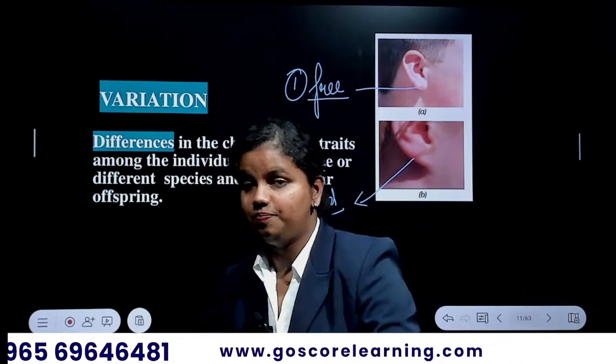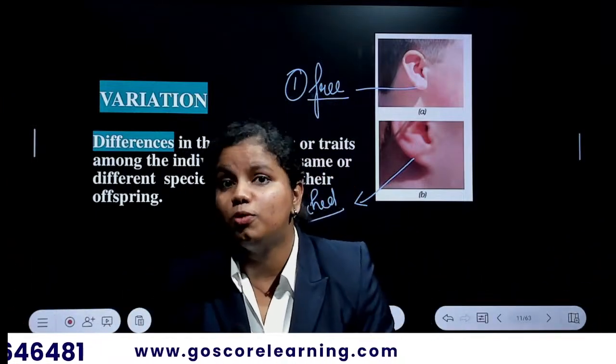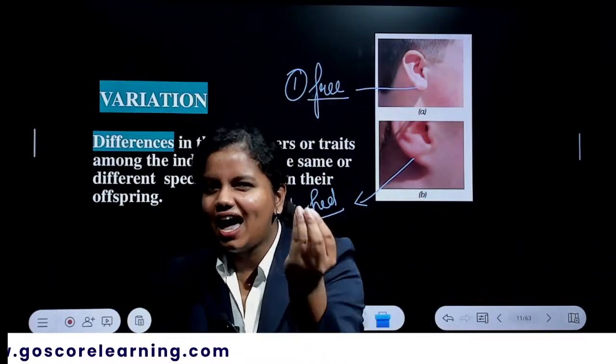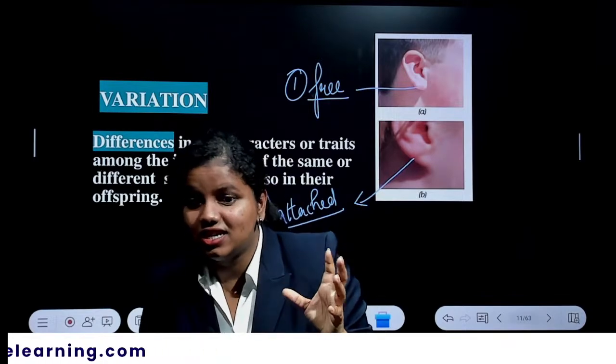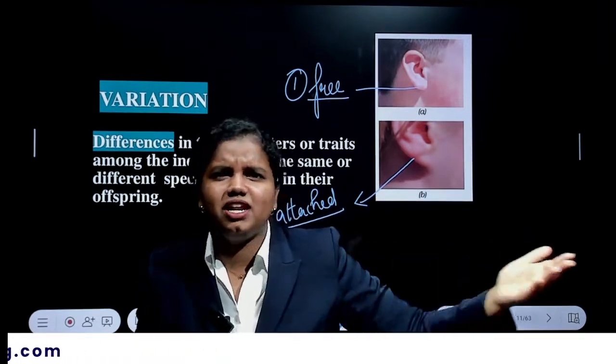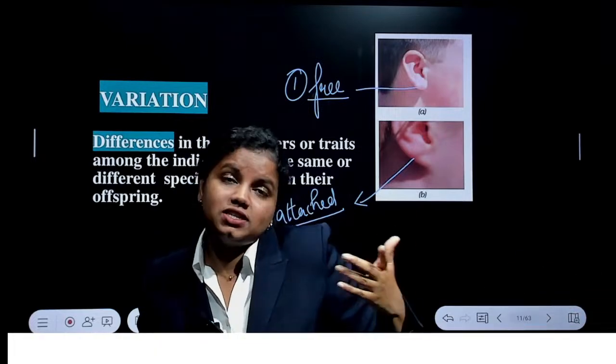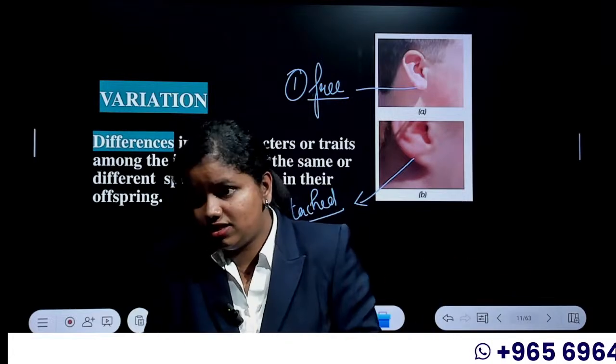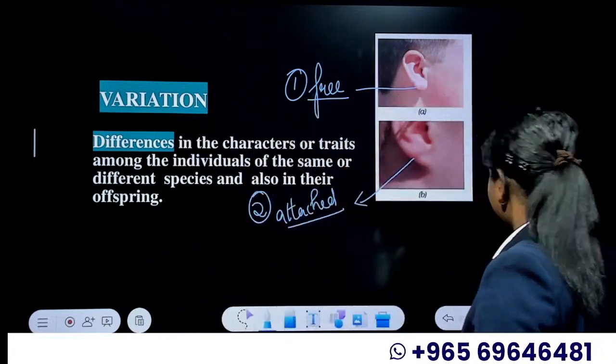It's a variation. Even though we humans are all Homo sapiens, we have these differences in us, which make me different from another person. My earlobe is completely different from another person's earlobe. It's a variation between us in the same species. So that's it, simple like that.